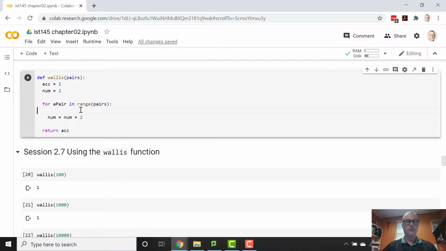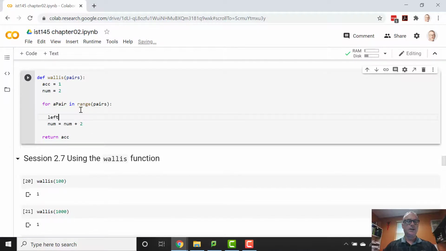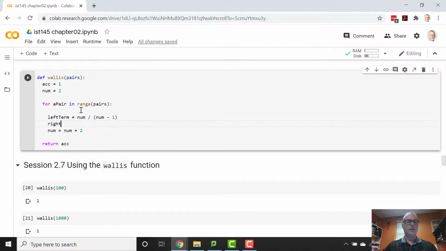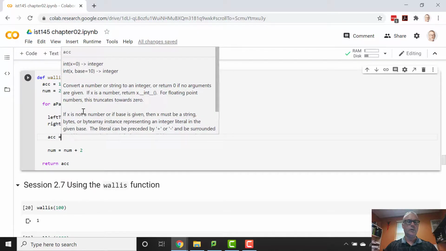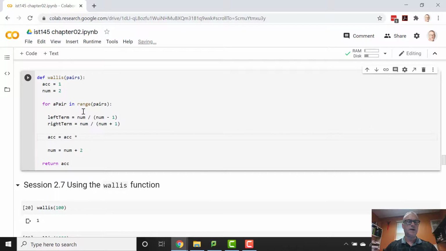Okay, now we noticed that we had a left and a right term in each of the pairs. The left term was always the numerator divided by the numerator minus 1, while the right term was always the numerator divided by the numerator plus 1. Okay, and then we can do our accumulation. So our accumulator will be the accumulator's current value times the left term times the right term. Okay? And then at the end, we'll return the accumulator.